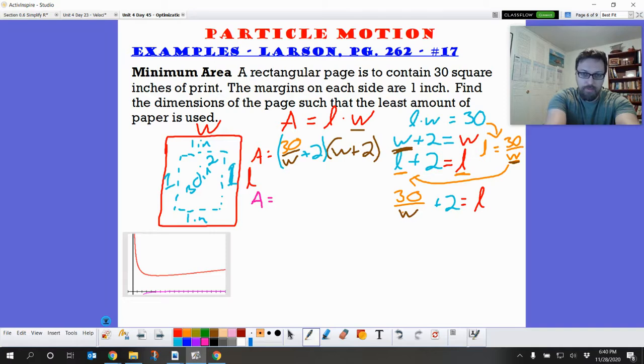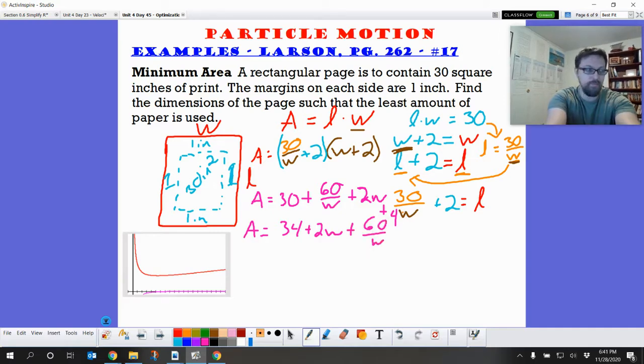So 30 over W times W is just going to be 30. I have to FOIL. So first outsides, so that's plus 60 over W. Insides, that's 2W, plus outsides is 4. So my equation is going to be 34 plus 2W plus 60 over W. Sweet. Checking to make sure I got it right this time.